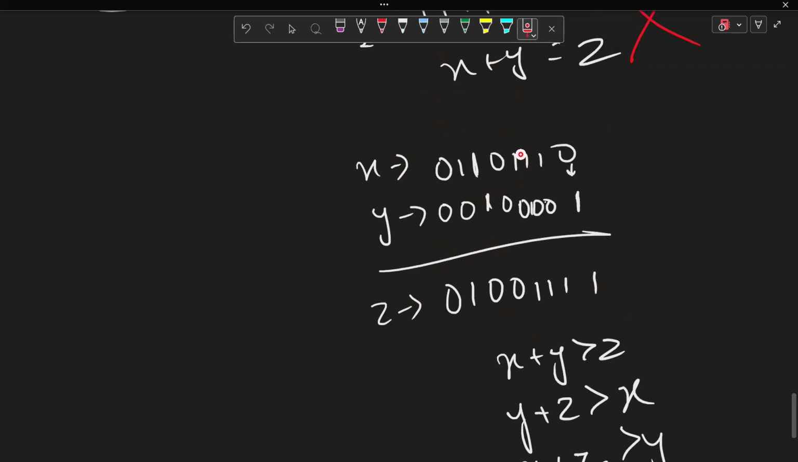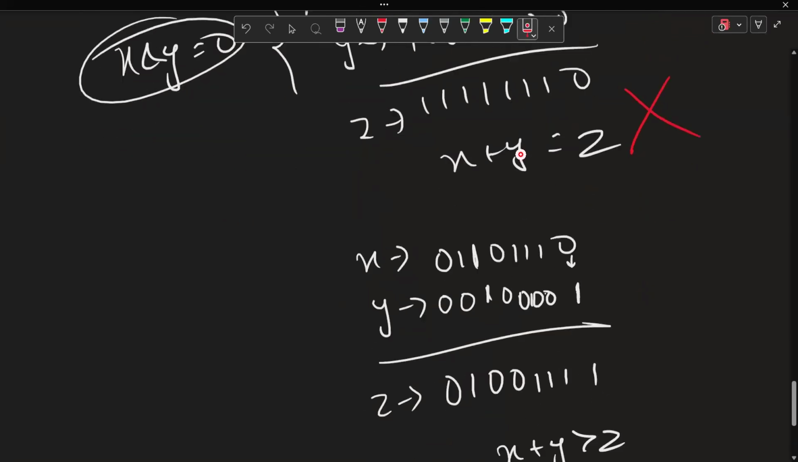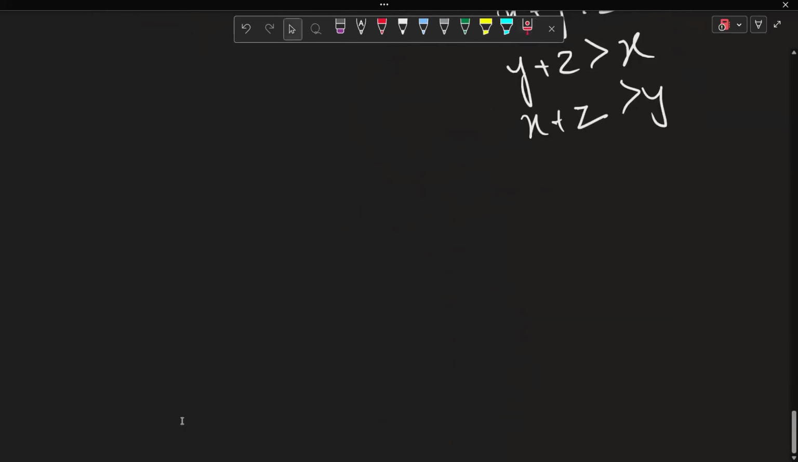So I hope this intuition, this idea is clear to you, that we would have a y which is a combination of set bits in X and unset bits in X. The set bits here were this and this. So this is the first intuition. Otherwise, our condition was failing. Now, there are multiple ways to solve this problem.